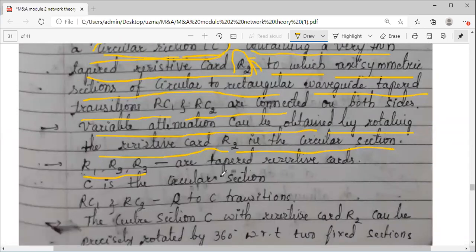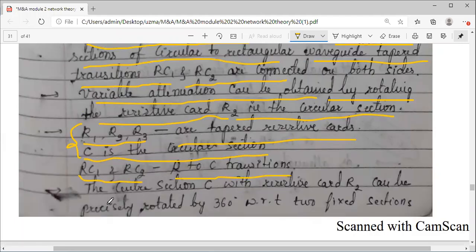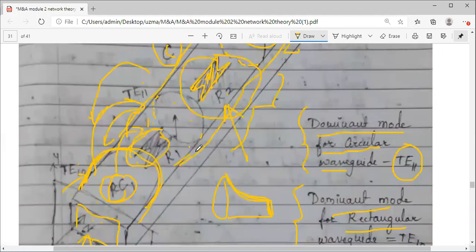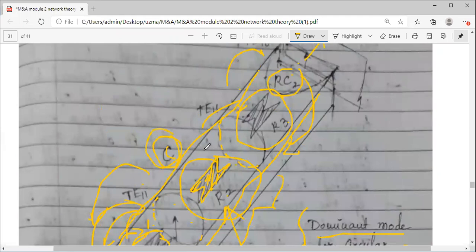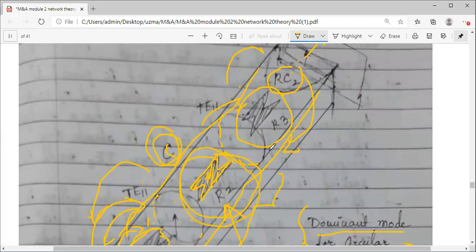R1, R2, R3, these are the tapered resistive cards. C is the circular section. These are the terminologies which I have used in the figure. RC1 and RC2 are the transitions, either R to C or C to R. Now, the center section C has a resistive card R2. You know about it. Center section C has the resistive card R2.